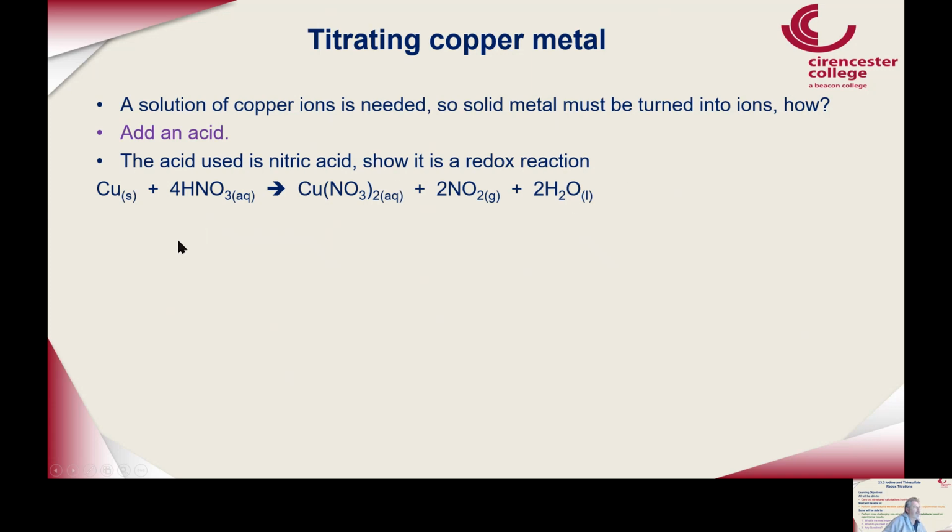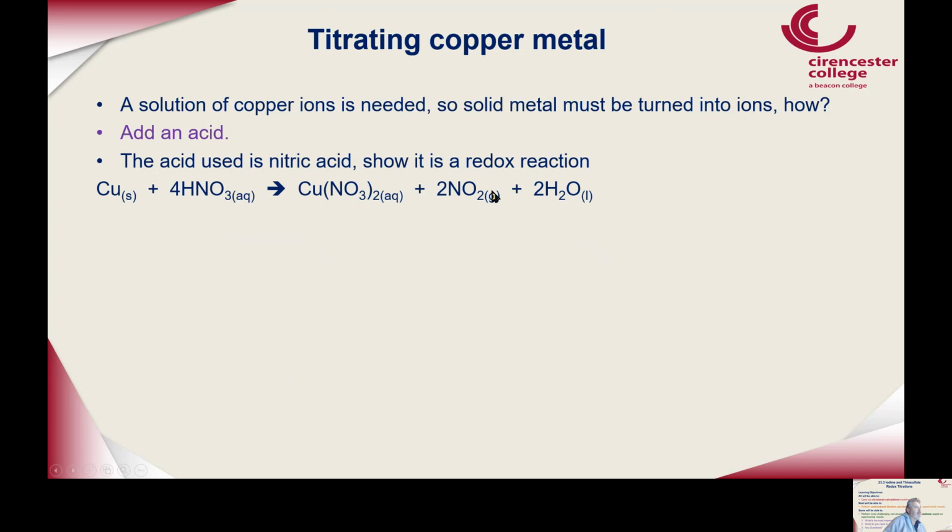Let's see how we can make this a redox reaction. Copper is 0. Copper here, it's joining to 2 nitrates, so this must be copper 2 plus. So the copper has gone from 0 to +2. It has been oxidized. Now, there are 4 nitrates here. Only 2 of them are here. So 2 of the nitrates don't change.